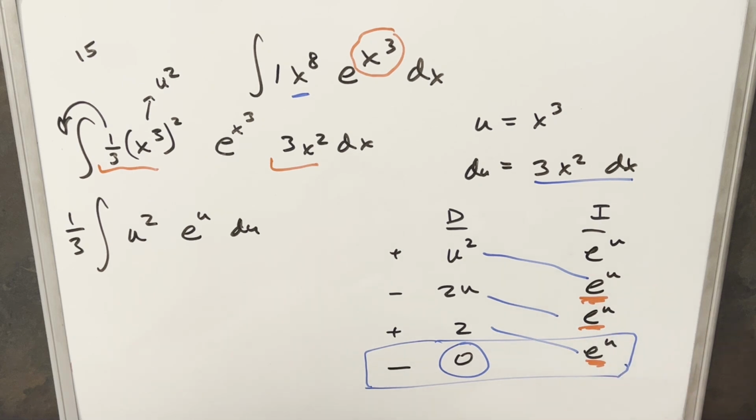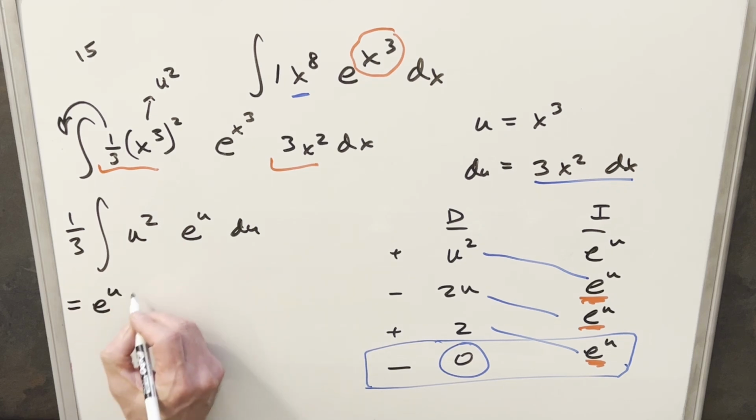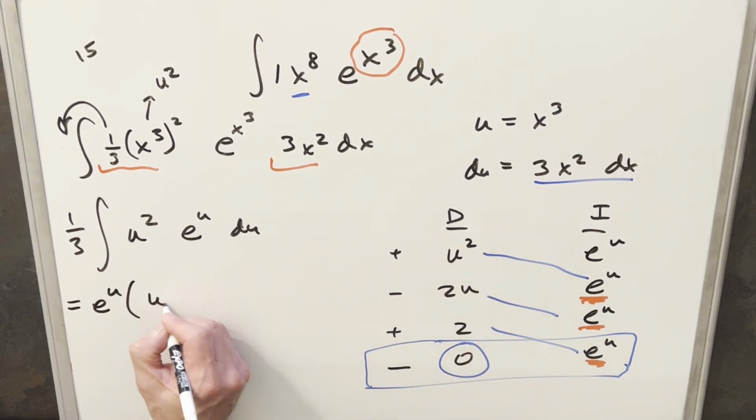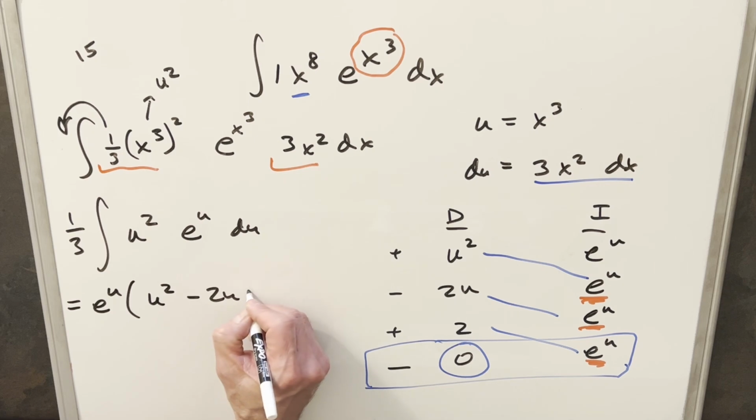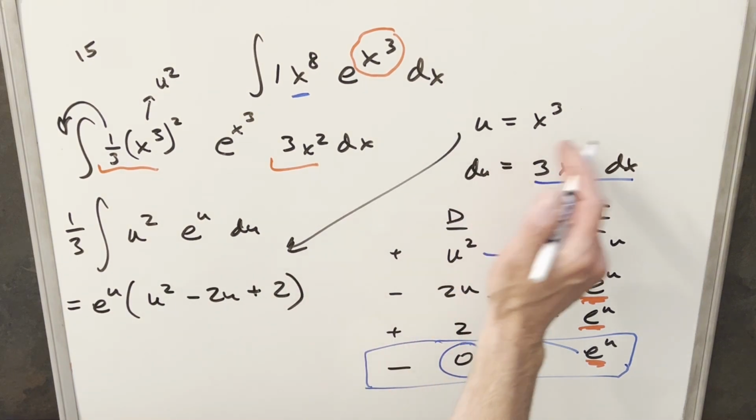Okay, so when we copy this down, I'm just going to factor out an e to the u of each term. So I'm going to write this as e to the u, and then copy down the stuff here. So we're going to have u squared minus 2u plus 2. But now I can just back substitute in order to finish it off, just noticing u is x cubed.